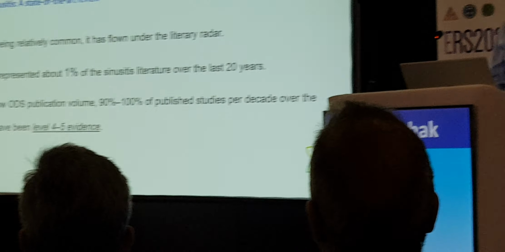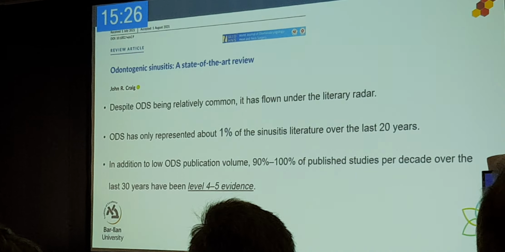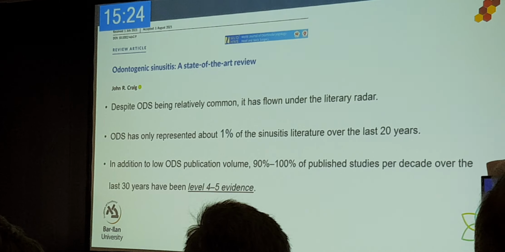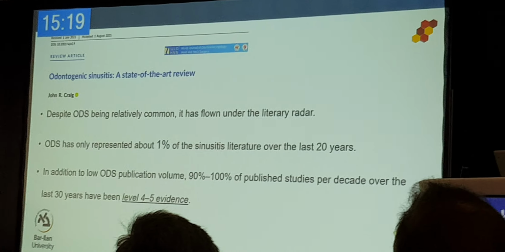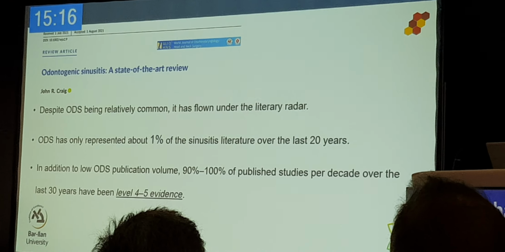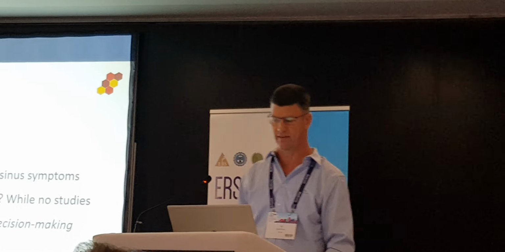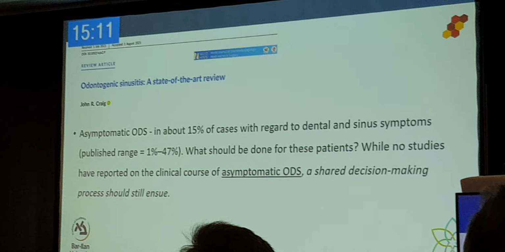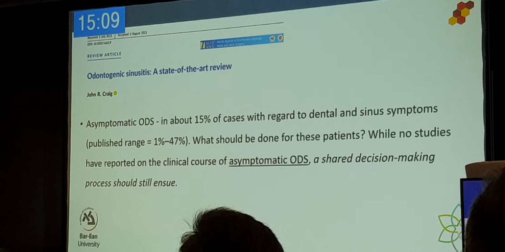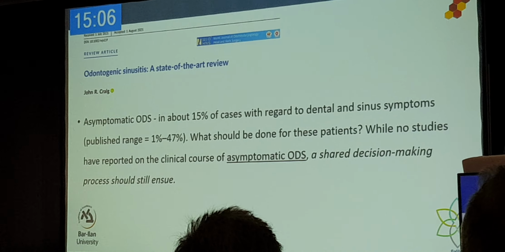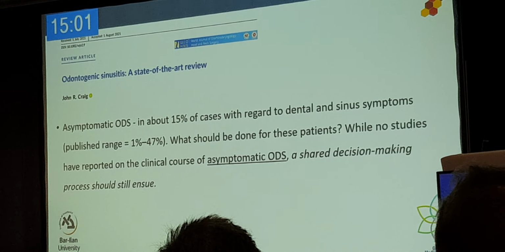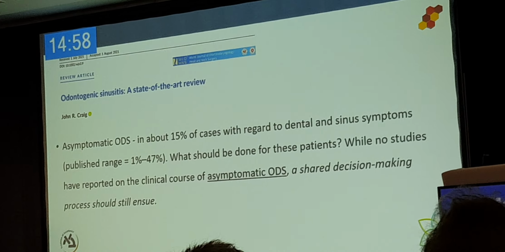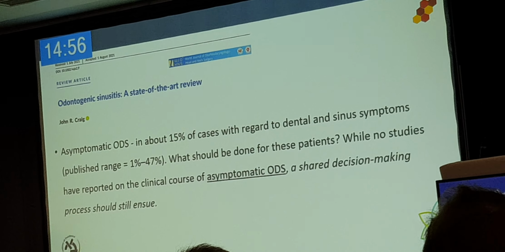The problem is, like Professor Yashar started, it's not a sexy issue, and there are not a lot of publications, and most of the publications, between 90 to 100%, are level 4-5 evidence. He also referred to asymptomatic patients with odontogenic sinusitis, and it's not rare. Between 1% to 47% of the patients have some kind of asymptomatic odontogenic sinusitis.